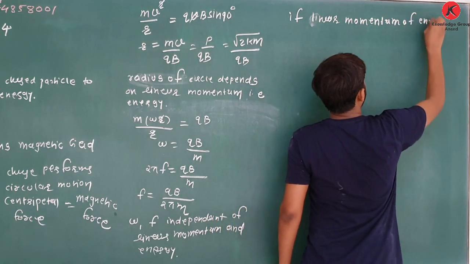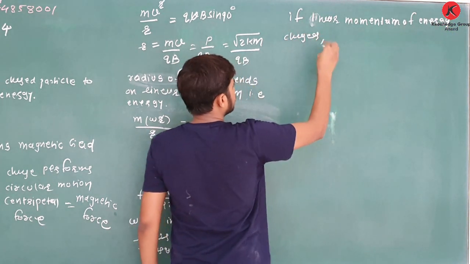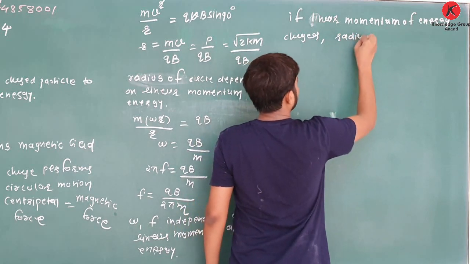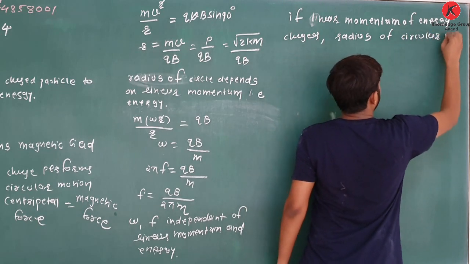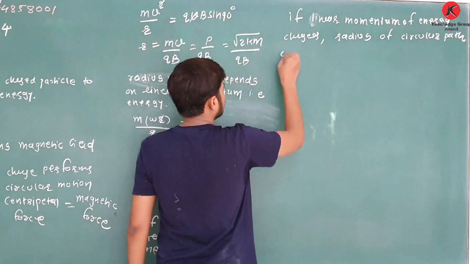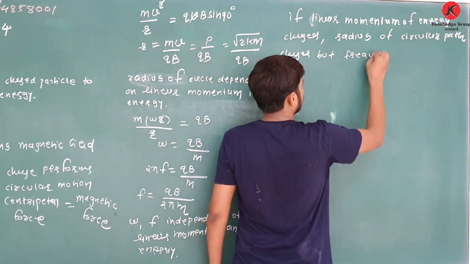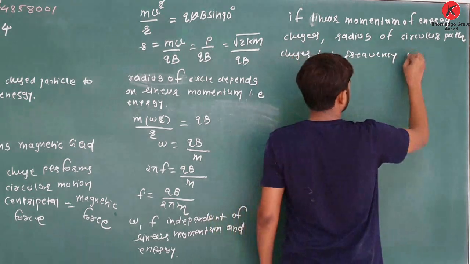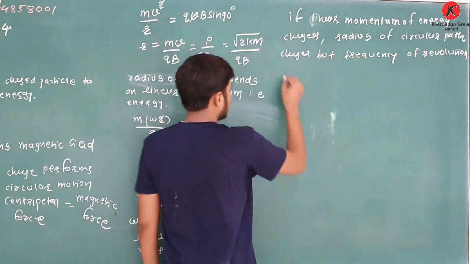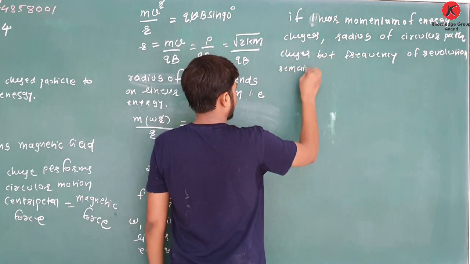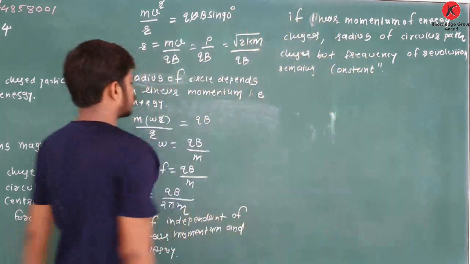or energy changes, the radius of the circular path changes, but the frequency of revolution remains constant. And this is the principle of the cyclotron.